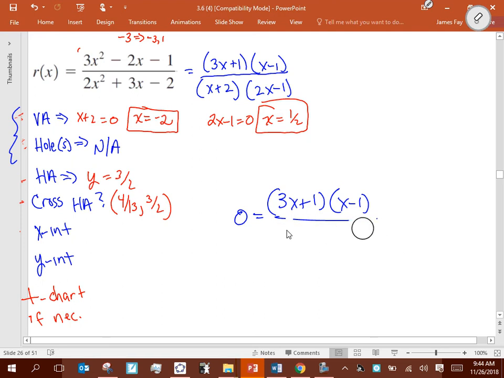You're only left with the numerator equal to 0, right? A lot of textbooks will give you a rule: set the numerator equal to 0, and that's how you find your x-intercept. Well, why does that make sense?